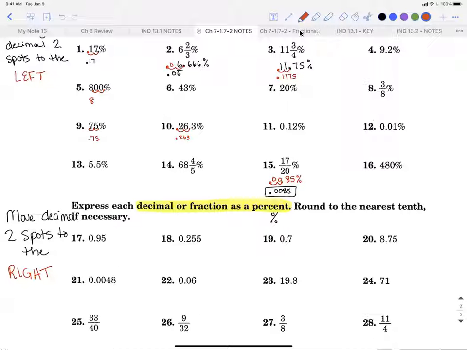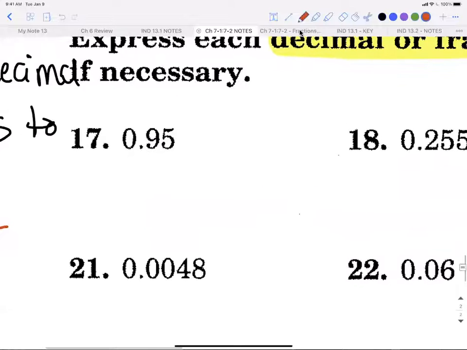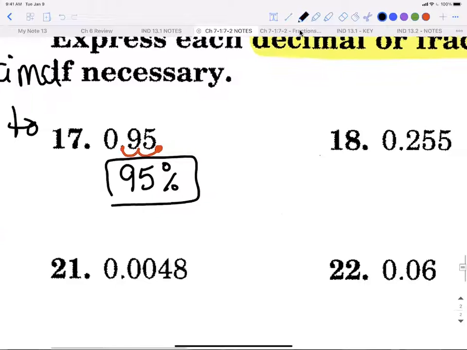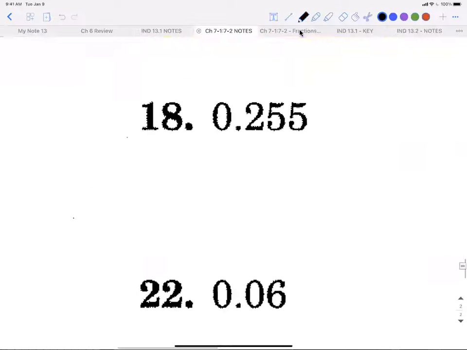So we want to express this as a percent. So we just simply, if we have 0.95, we put our pencil where the decimal is and we go 1, 2. Put the decimal in its new spot. So that is 95. And then because we're going to a percent, remember all of these have to have a percent sign as the answer. Okay, it doesn't matter. Look at this one. Here's our percent. Okay, we're going to go 1, 2, put it in its new spot. So it would be 25.5%.